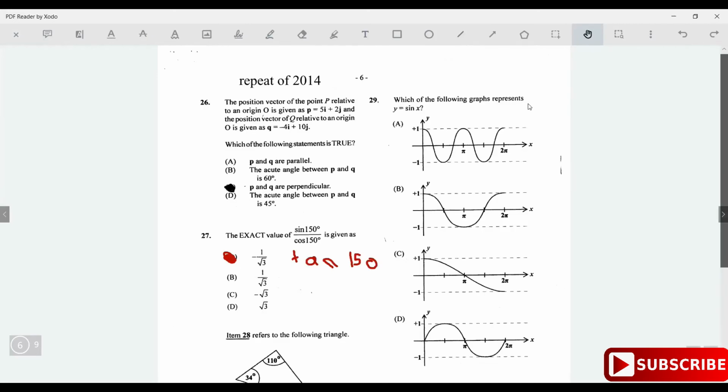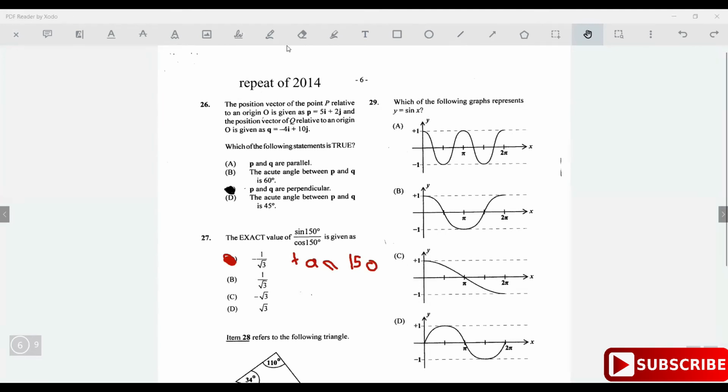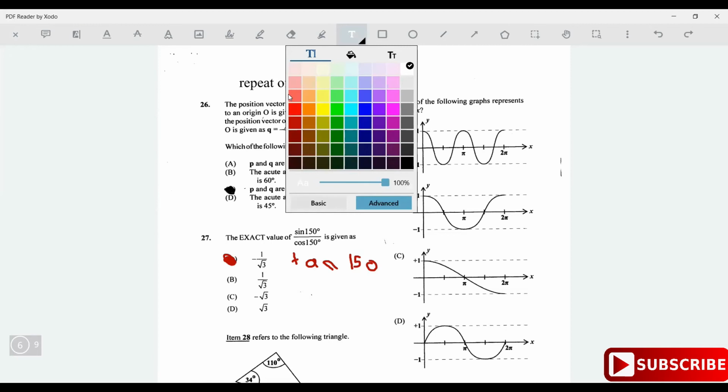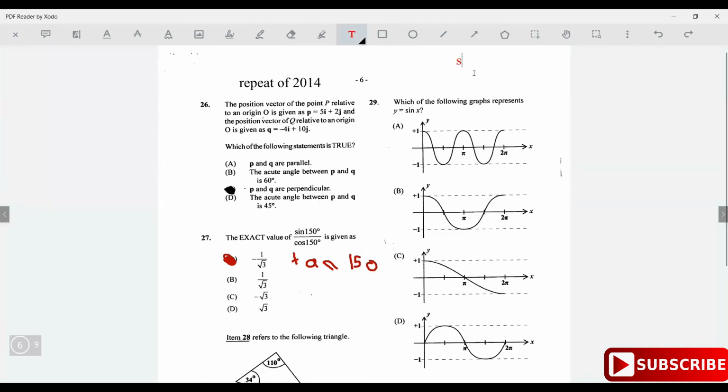Question 29. Which of the following graphs represent y equals sine x? Well, all you need to do is look at which one gives the correct thing, in the sense that we know the sine of 0 is 0. The color needs to be in red, let's keep it at red. We know the sine of 0 is equal to 0. Since the sine of 0 is equal to 0, guess what? This is out, because this one is telling us the sine of 0 is 1. This out, this out. So the only answer is option D. Easy.